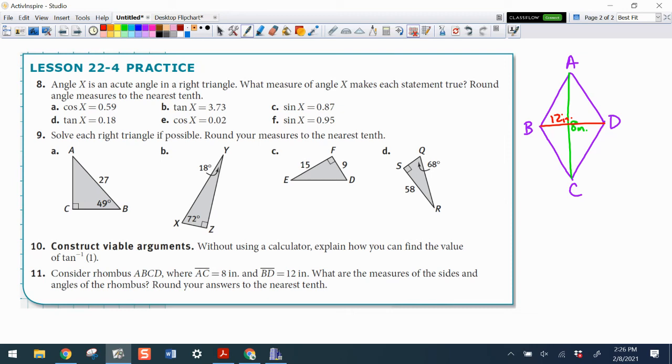The diagonals of a rhombus actually intersect to form right angles. So what is a rhombus really made up of? It's actually made up of 4 right triangles, and you can see that I've highlighted 2 here. We can find the sides and angles of the rhombus by viewing this rhombus as just 4 right triangles.